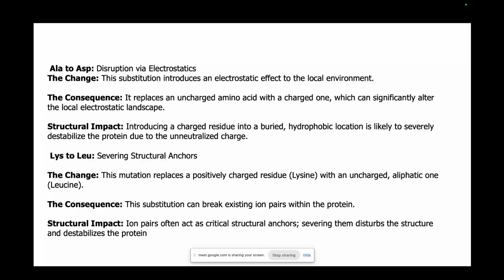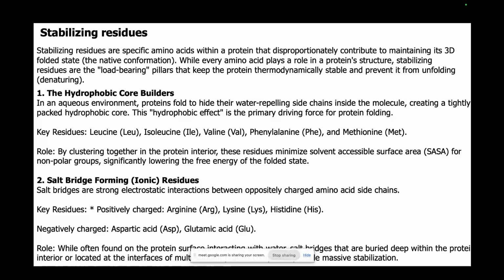So these two slides are kept here to give you an idea of what basic disruptions can happen when mutation occurs, right? What are the physical and the chemical possibilities? Now, there comes the concept of stabilizing residues.